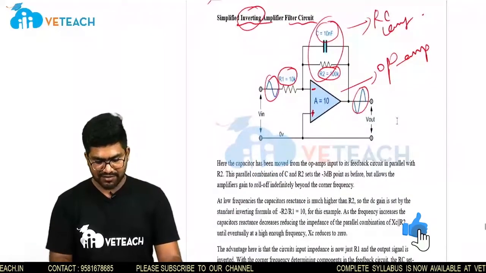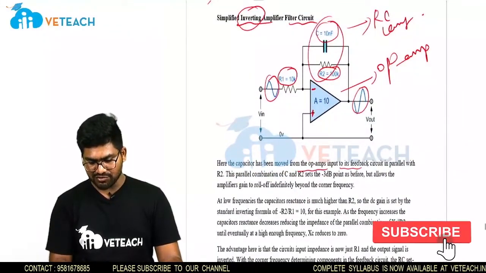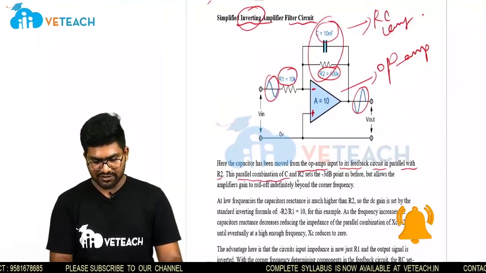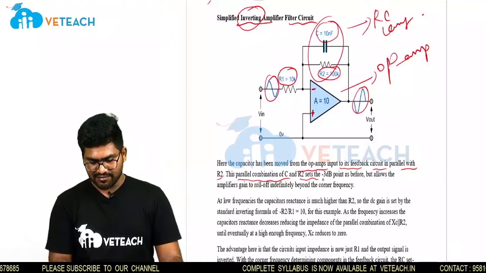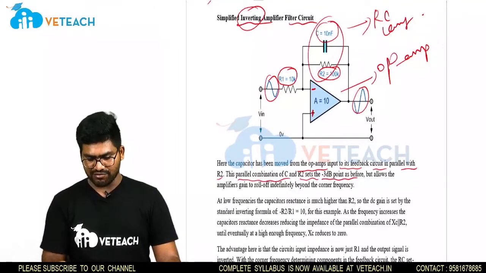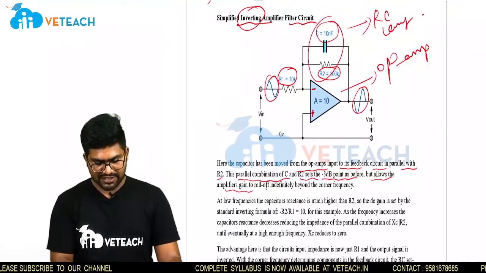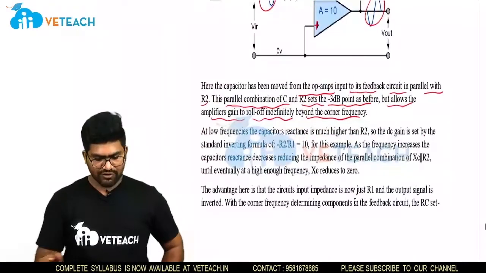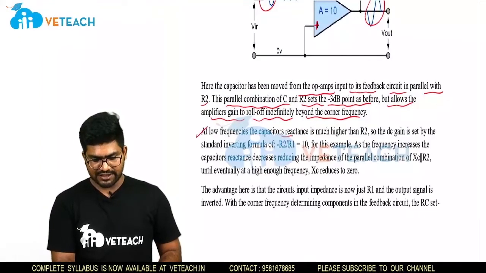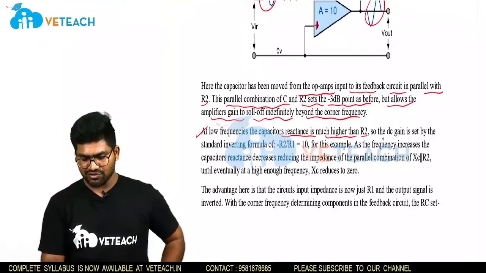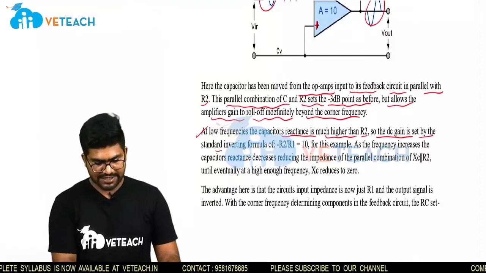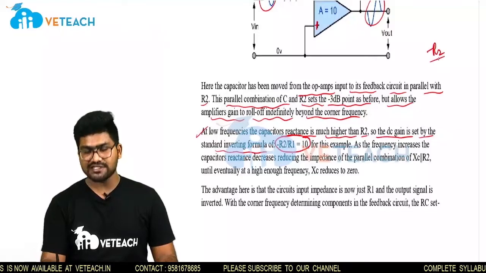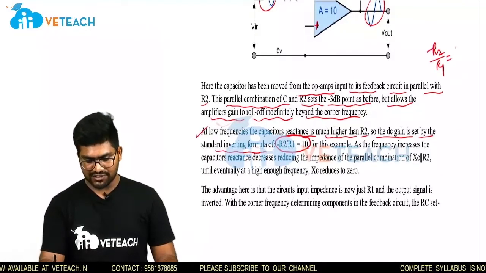Here the capacitor has been moved from the op amp's input to its feedback circuit, in parallel with R2. This parallel combination of C and R2 sets the minus 3 dB point as before, but allows the amplification gain to roll off immediately or indefinitely beyond the corner frequency. At low frequencies, the capacitor reactance is much higher than R2. So the DC gain is set by the standard inverting formula, which is minus R2 by R1. So the gain formula of this amplifier is minus R2 by R1, which is 10, right?